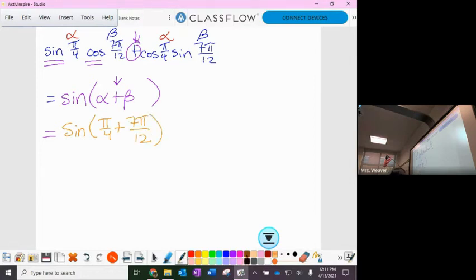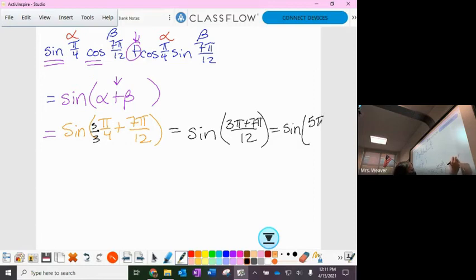I said yesterday in class, I would probably take it a step further and get that common denominator of 12 to see what angle we're actually finding the sine of. So I would multiply this by 3 over 3. That would be 3 pi over 12 plus 7 pi over 12, which is 10 pi over 12, which simplifies to sine of 5 pi over 6, which we could actually find because 5 pi over 6 is on the unit circle. The sine is the y value, so that actually equals 1/2.